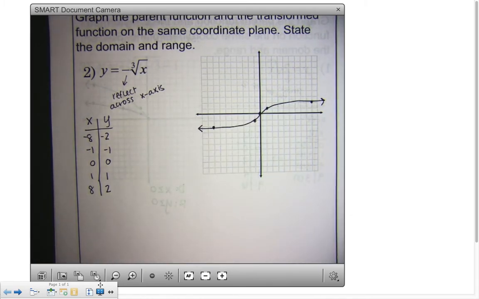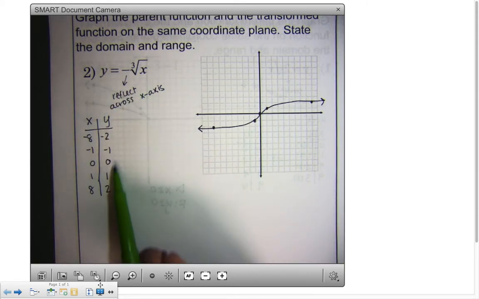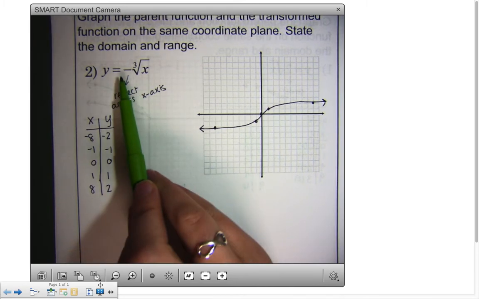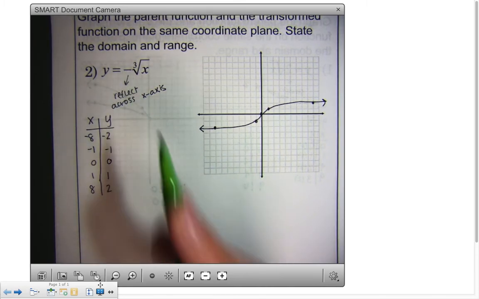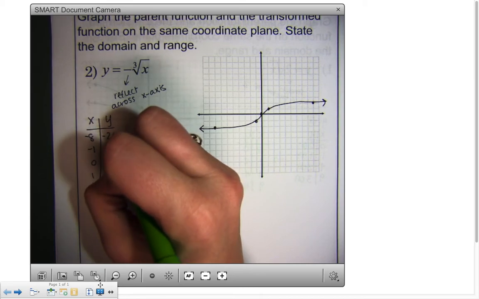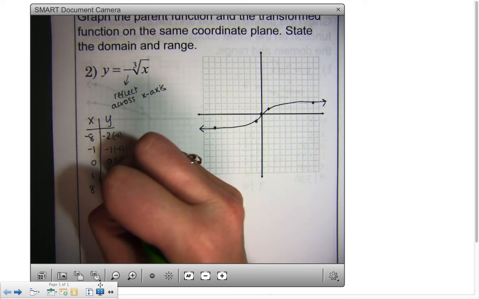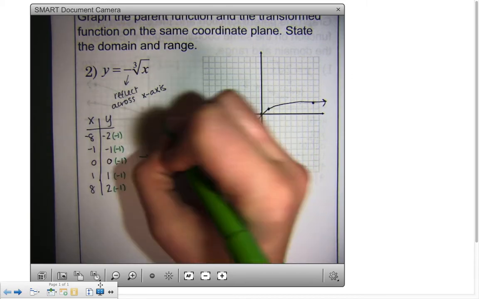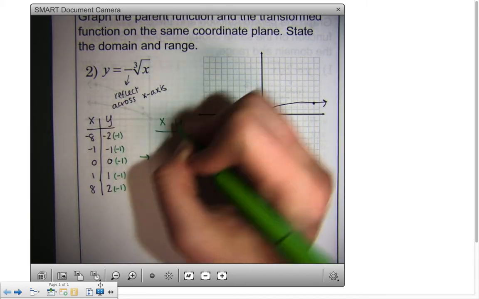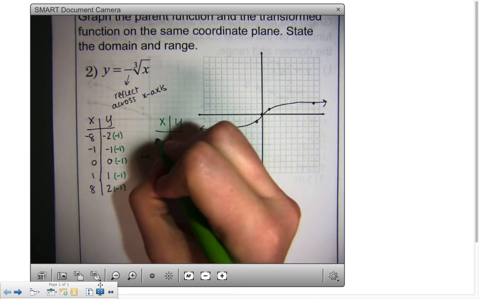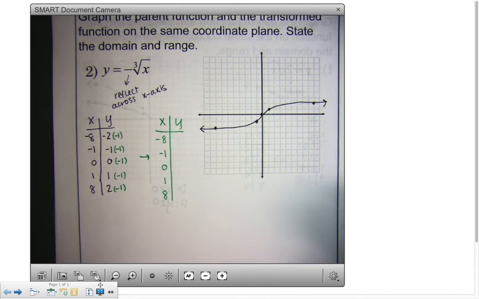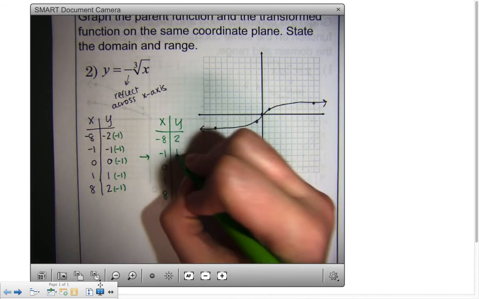There's your parent function. The a value always affects the y values. So what I'm going to do is go through and multiply every y value by this -1, which is the coefficient there. So again, the a value is not affecting the x values at all, so those are all staying the same. And every x value is just going to change signs.